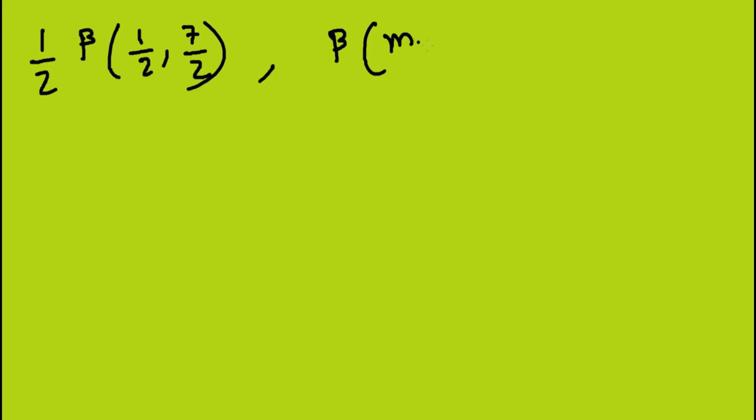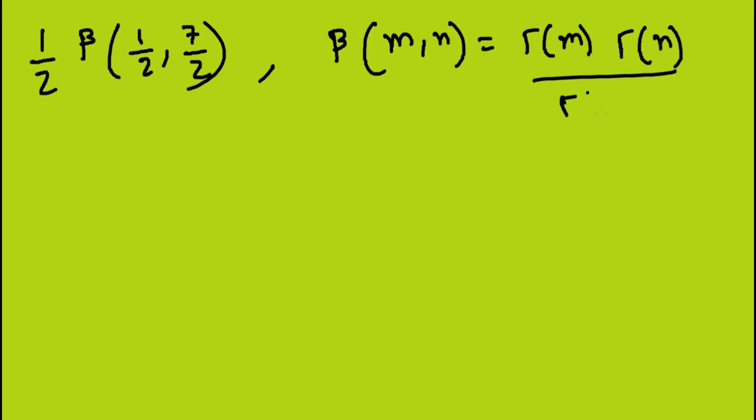So let me write it over here. This is what I have to calculate, half beta half comma 7 by 2. Now another important formula that I have shown in the properties section is how to represent any beta function in the form of the gamma function. So beta m comma n can be written as gamma m times gamma n divided by gamma m plus n.